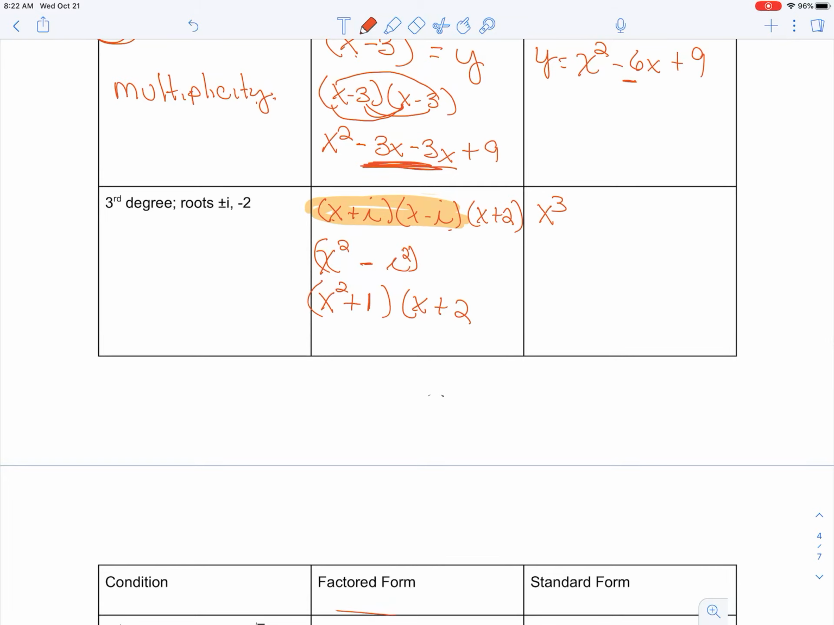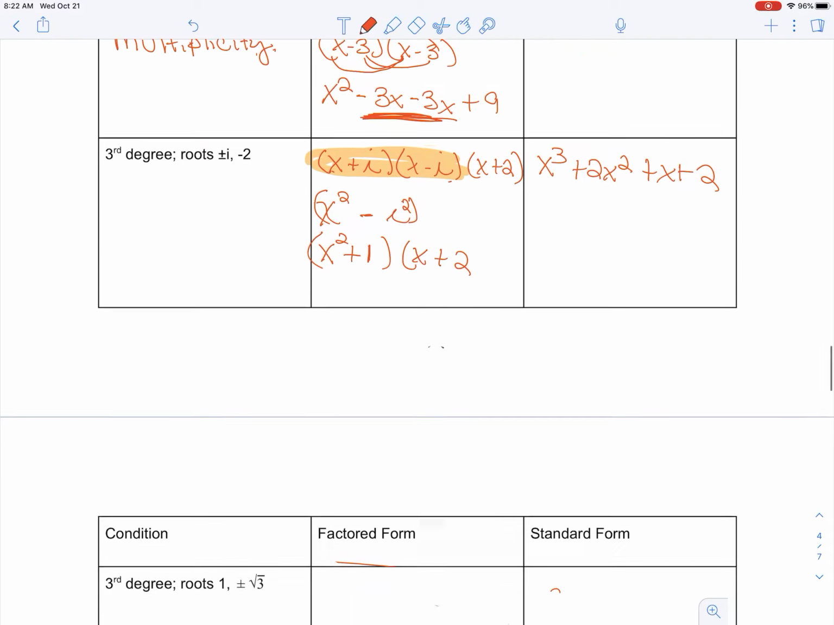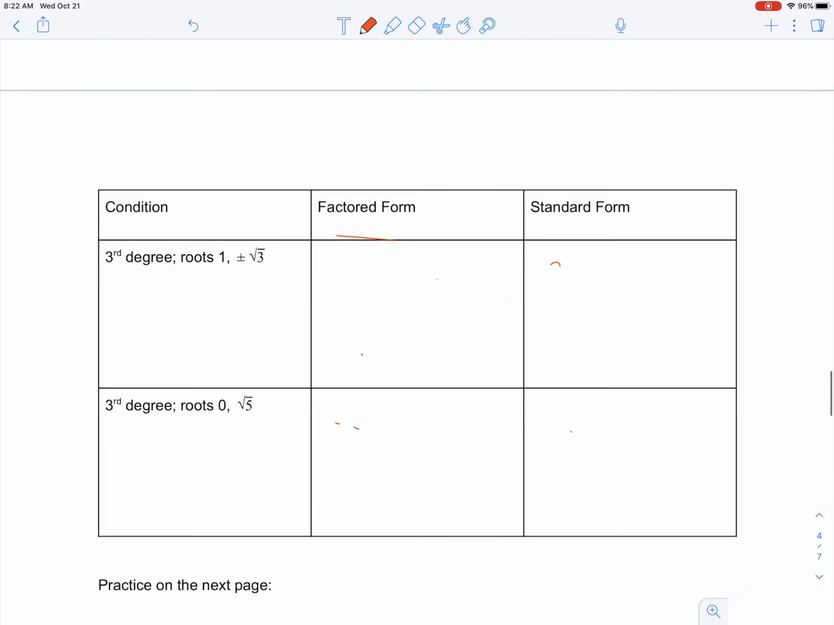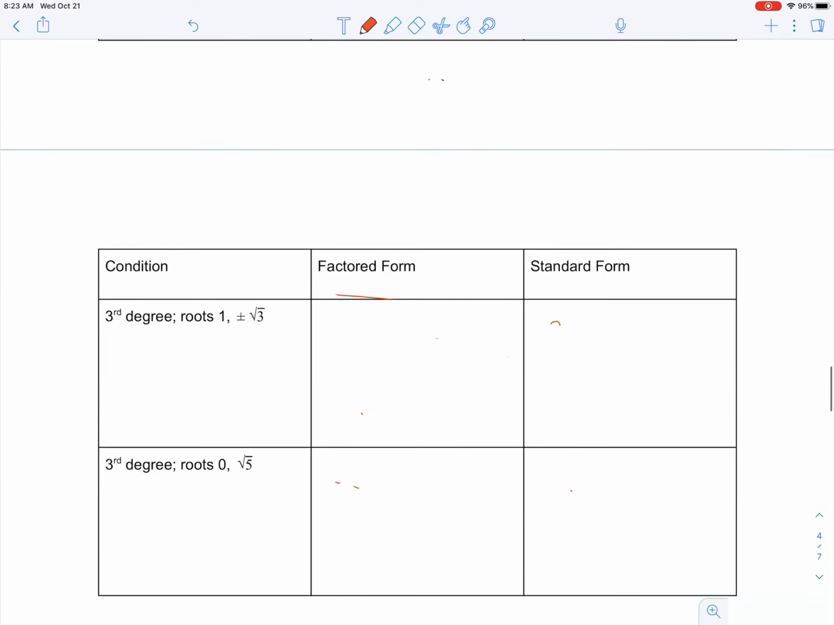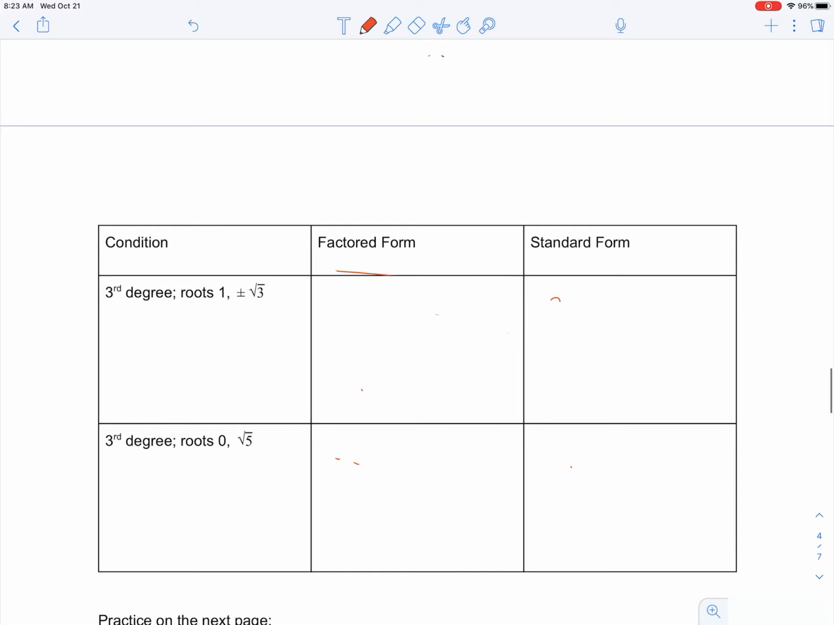And then we would multiply that, so that's going to give me x cubed plus 2x squared plus x plus 2. Oh yeah, I did multiply by the real root. Okay, so now we have a third degree.